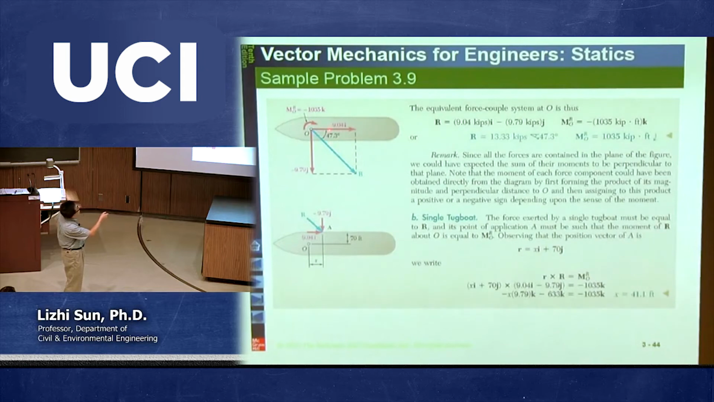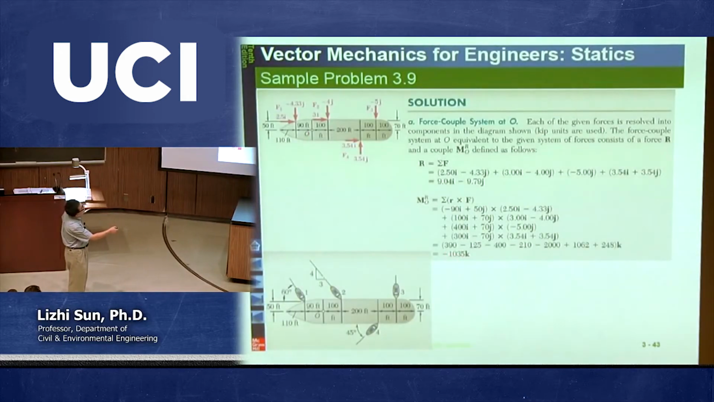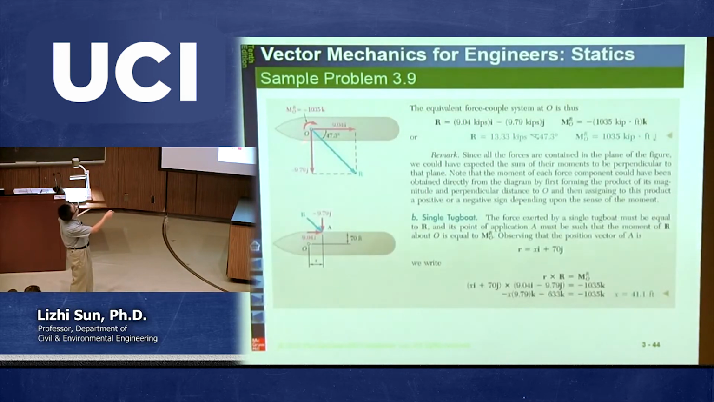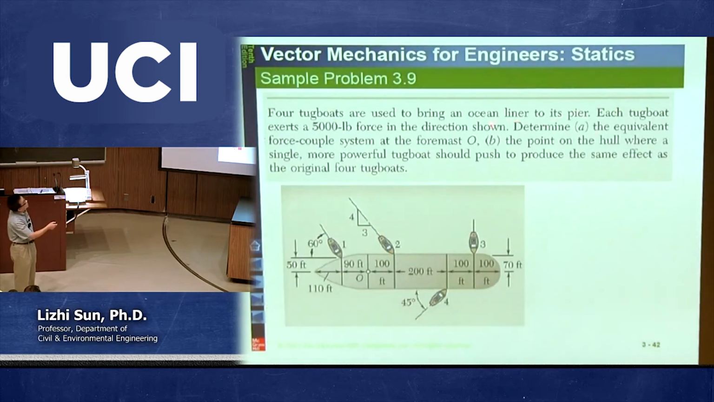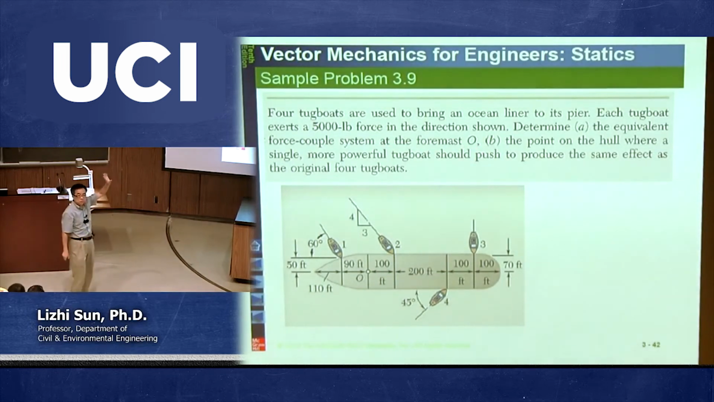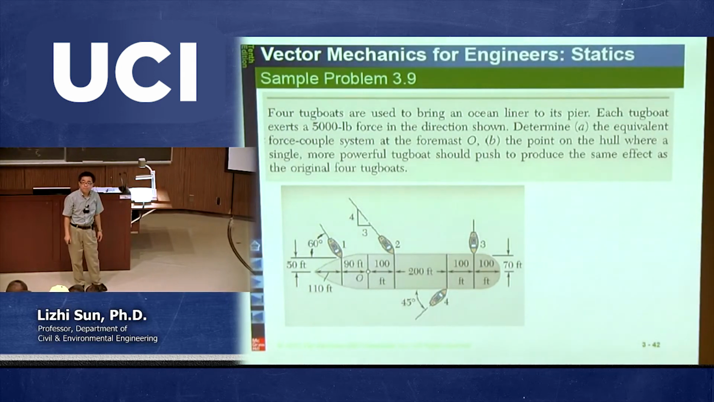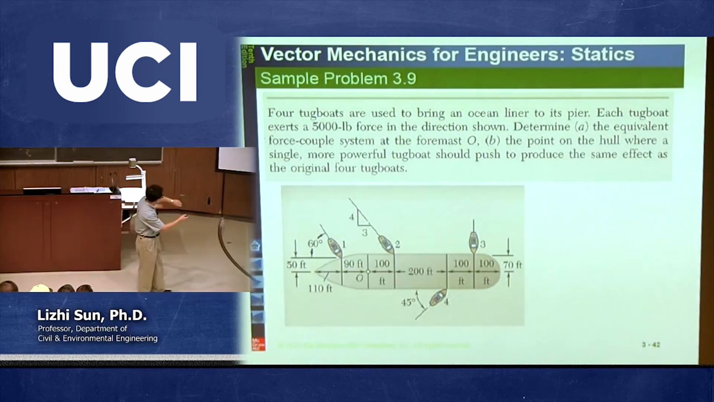You can plot this if you want, and with a certain angle, you can easily determine it based on these two components. In addition, there is a resultant moment, which is negative 1035. The negative means clockwise, so you have a clockwise resultant moment. This is the solution for the first question. Let's go back to the first question. In question A, we can determine the equivalent force-couple system at point 0, with those 2 resultant force components and the resultant moment. Any questions? Okay, equivalent. Now let's move to the second question.